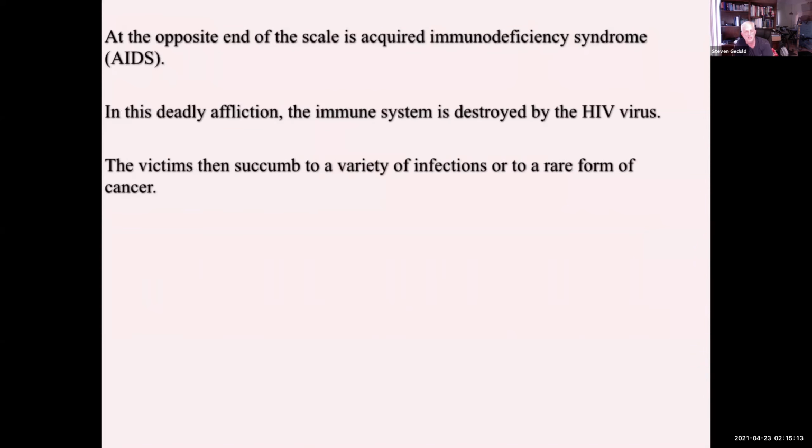Okay, so the victim then succumbs to a variety of infections or to a rare form of cancer, like Kaposi sarcoma. It's really common with AIDS patients. If you're doing dentistry, you'll see these purple little lesions in the mouth. They're called Kaposi sarcoma. You almost always see it in AIDS patients because your immune system is shut down. They get these different types of infections that are rare or you don't usually see.